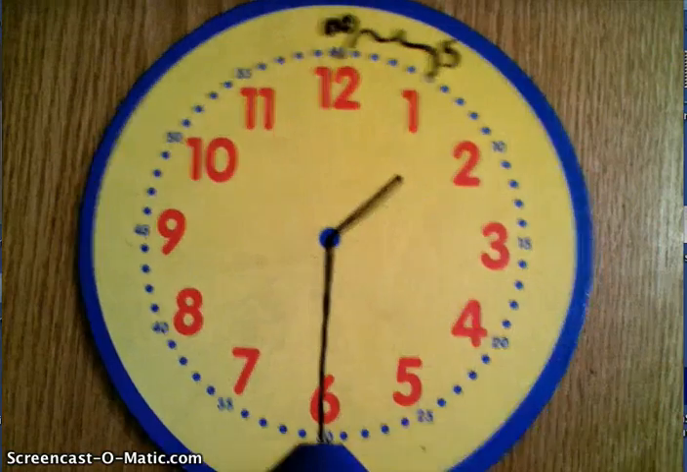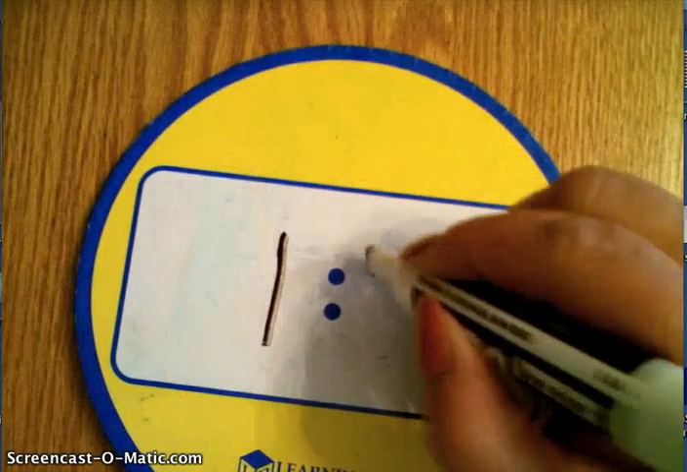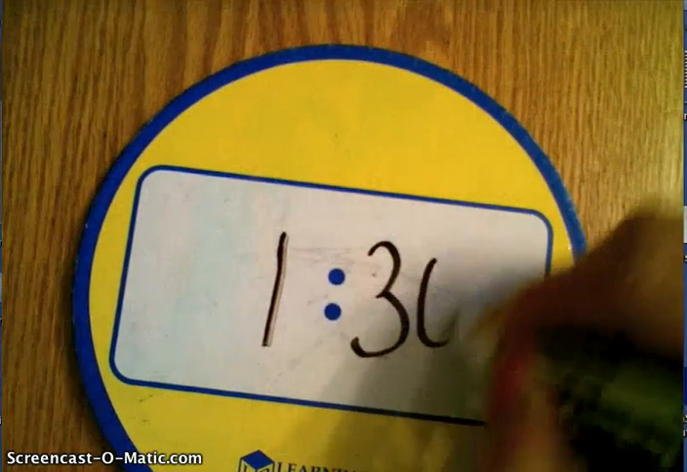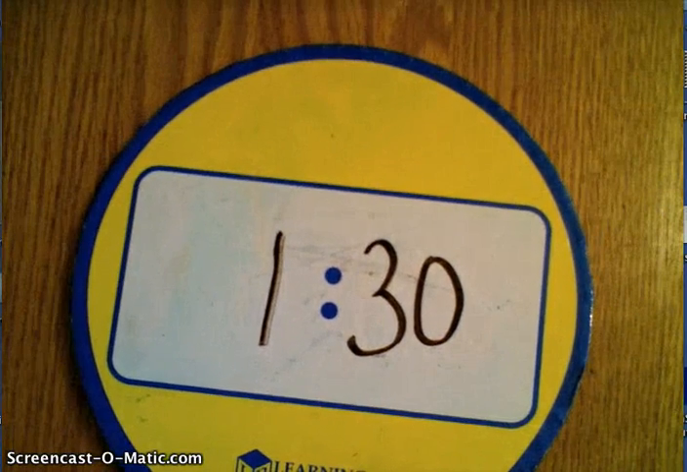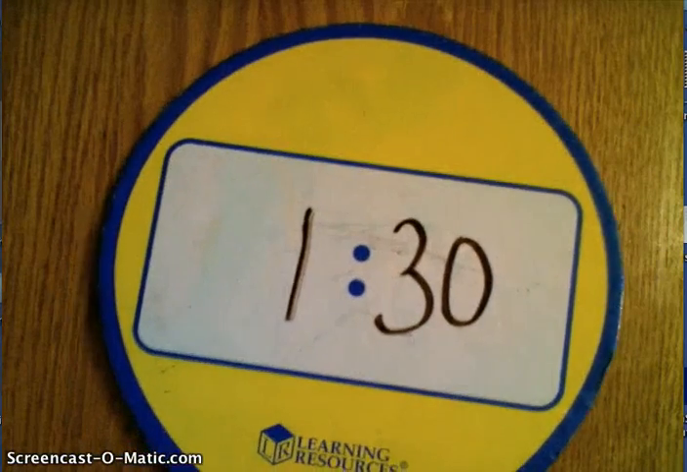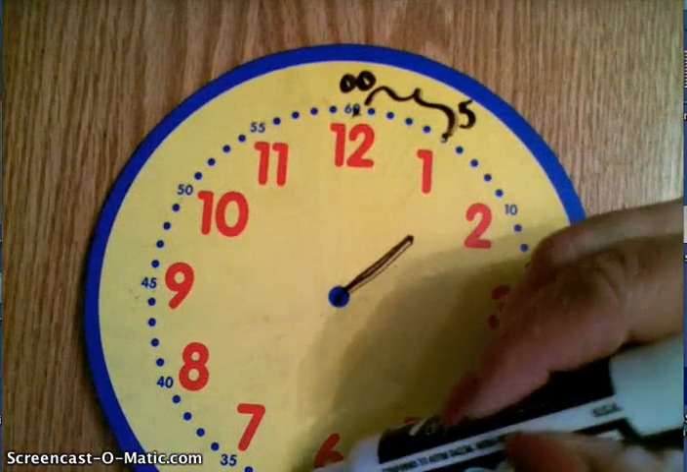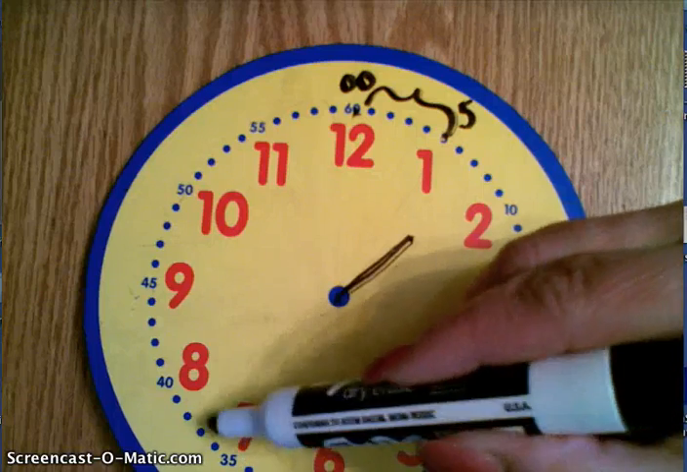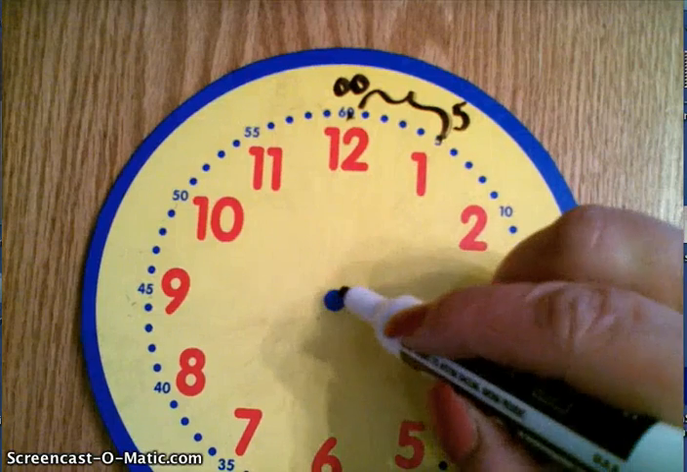So this time is 30 minutes past 1, and we write it like this. Our hour is still 1, but 30 minutes have passed. So this is 1:30. You can also read this as half past 1 or 30 minutes past 1 o'clock. Now our minute hand is going to continue to move 1 minute at a time until we get to the next hour, which is 2 o'clock.